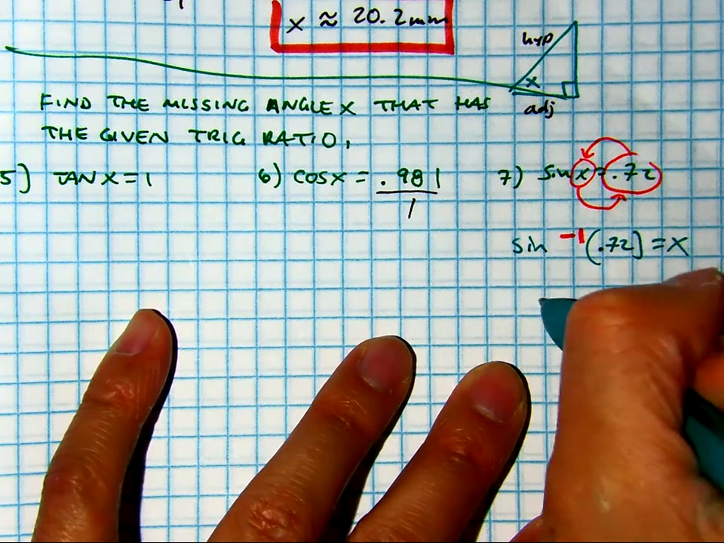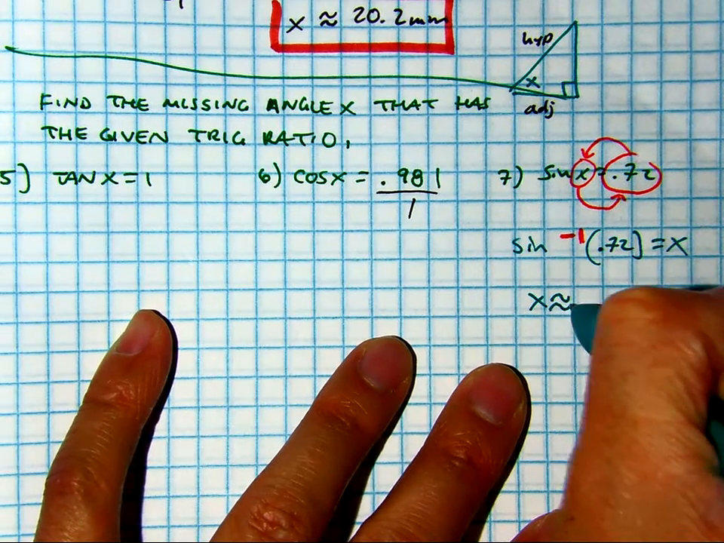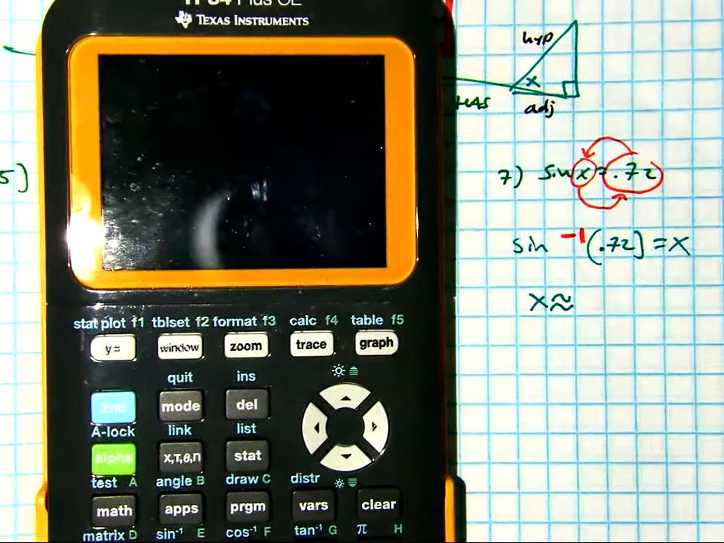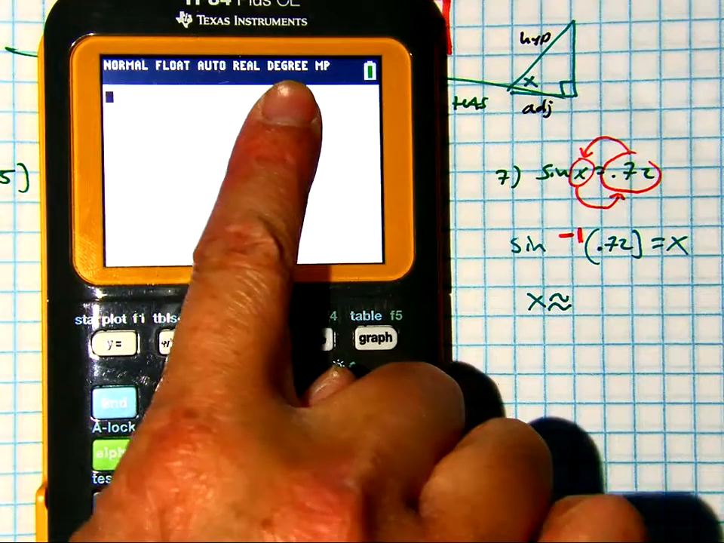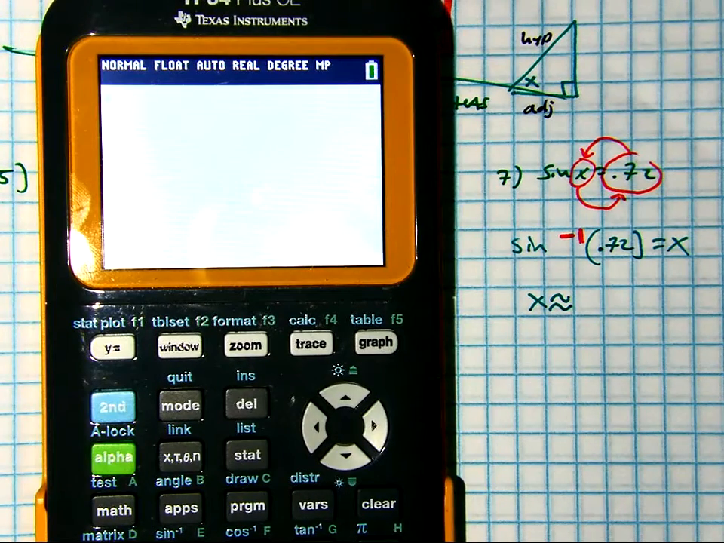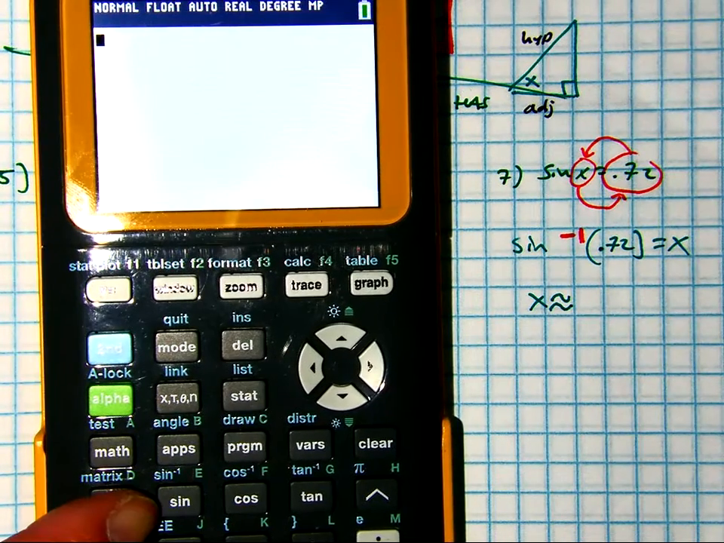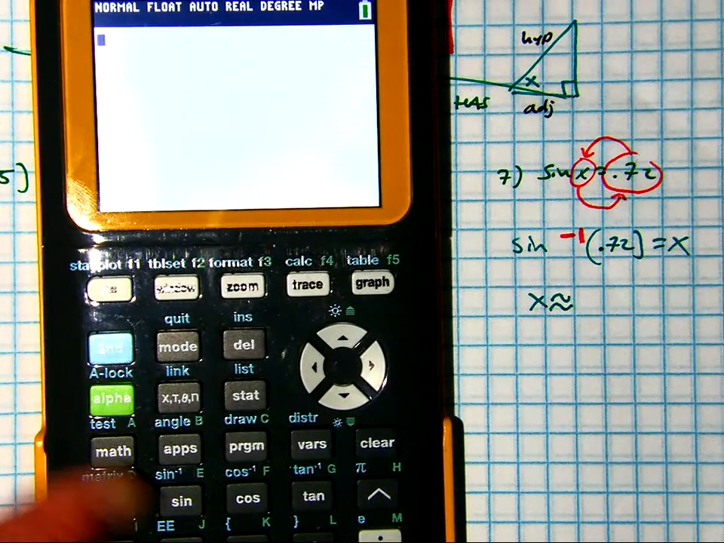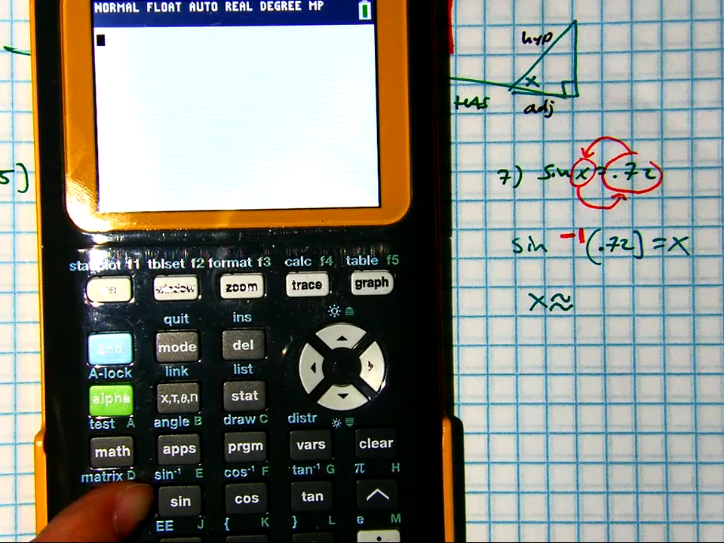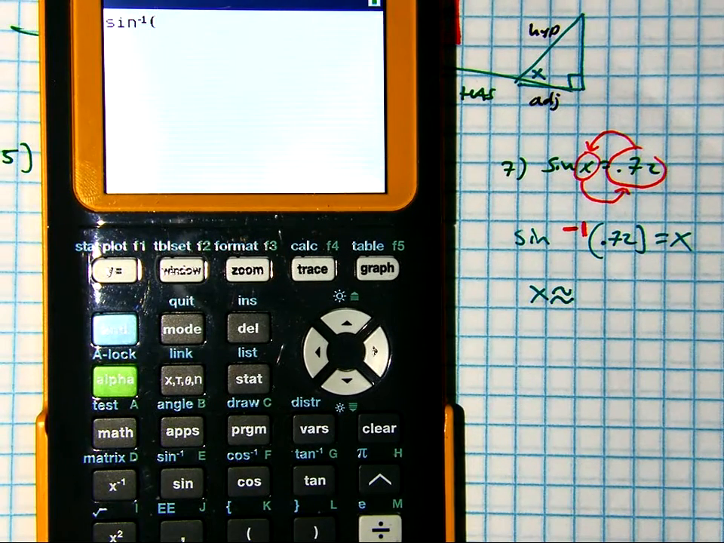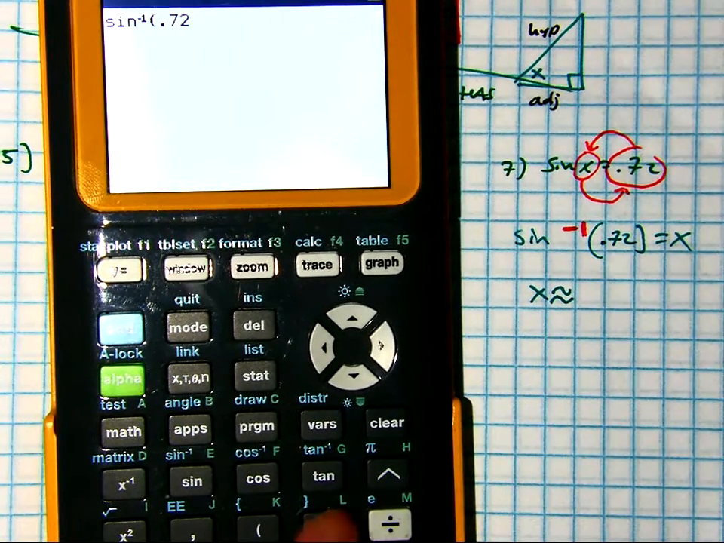And then we're going to approximate x by looking to our calculator. So let's turn to our calculator. Make sure you're on degree mode. Now the inverse button is right above the trig function itself. So here's sine, and in the back there in blue is inverse of sine. So I'm going to have to press second sine, 0.72 and enter.